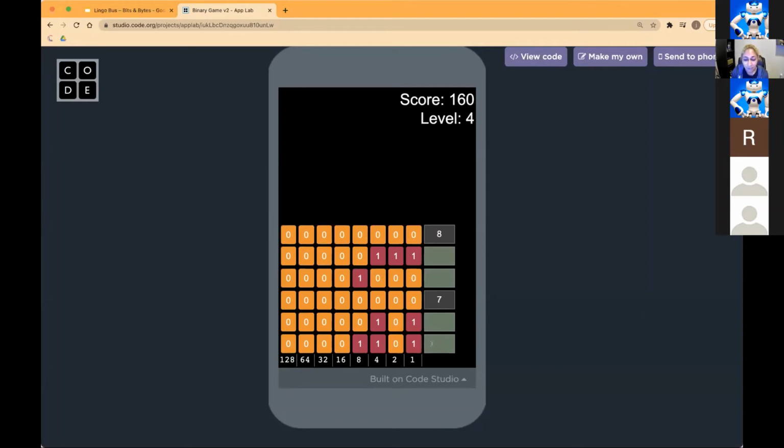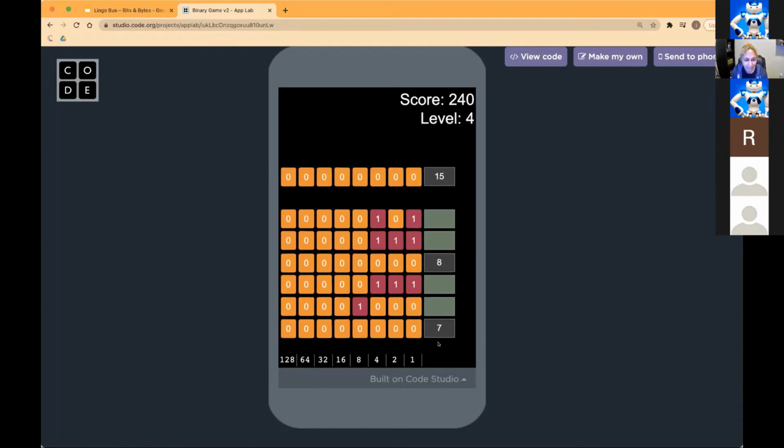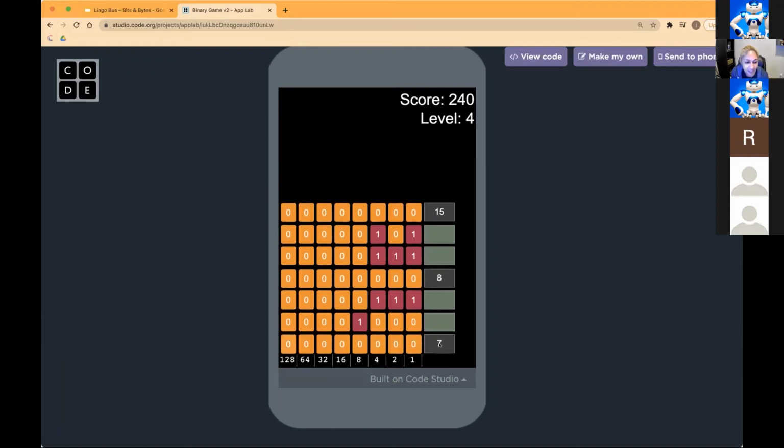12, okay, and then plus 1, so I can put 13. What's this bottom one? 4 plus 1, 5. Someone's telling me. Okay, how do I get 7?